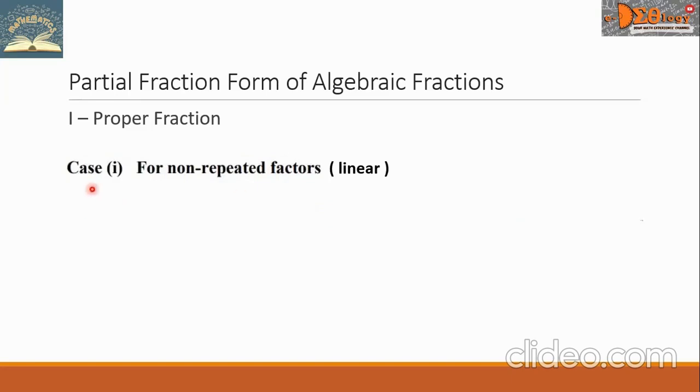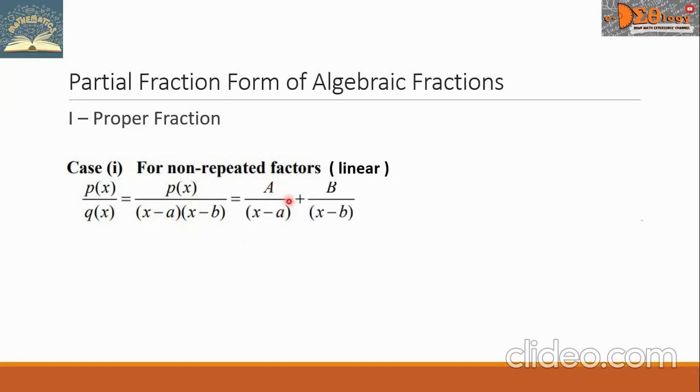This is case 1 for non-repeated linear factors. And this will be the form p of x over x minus a times x minus b. The partial fraction form will be A over the first factor x minus a plus capital B over the second factor x minus b.